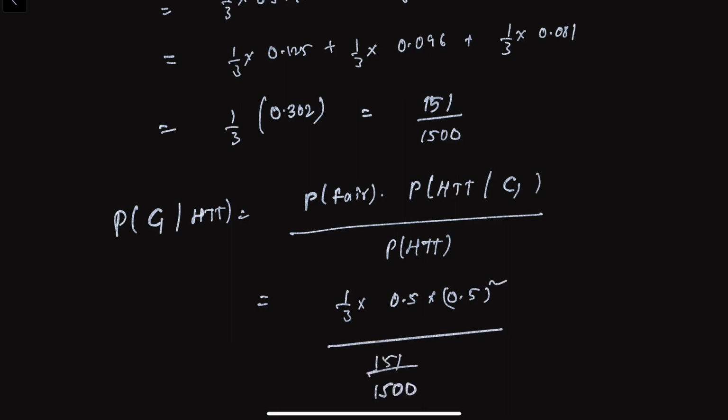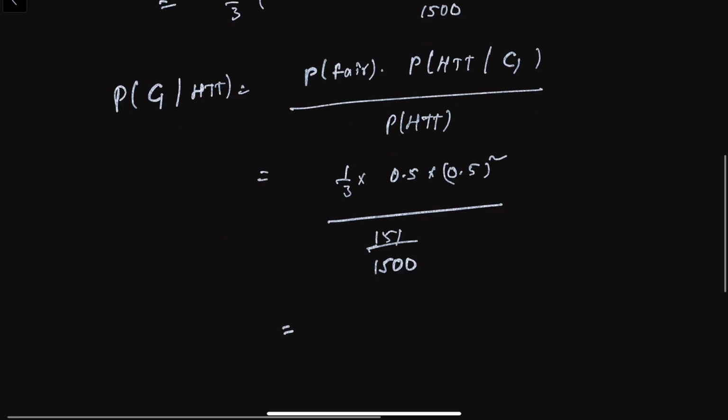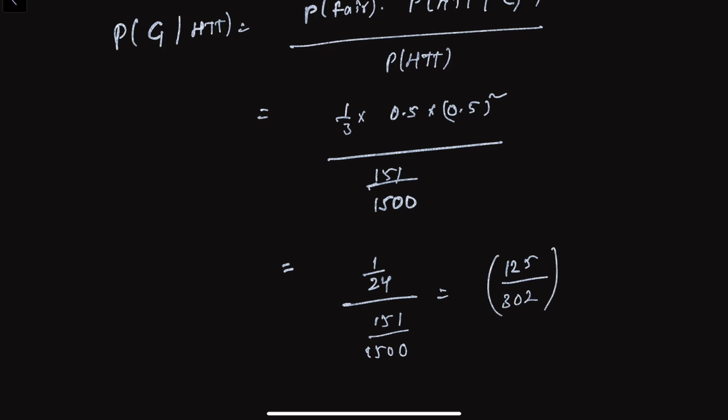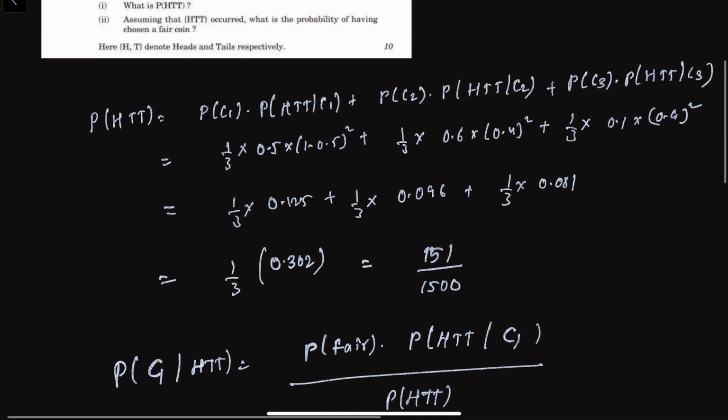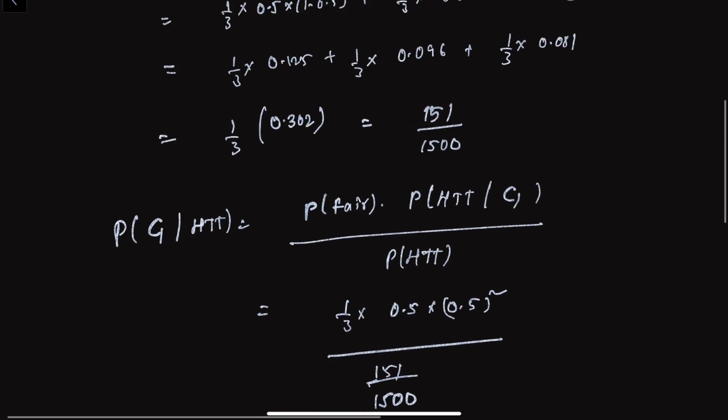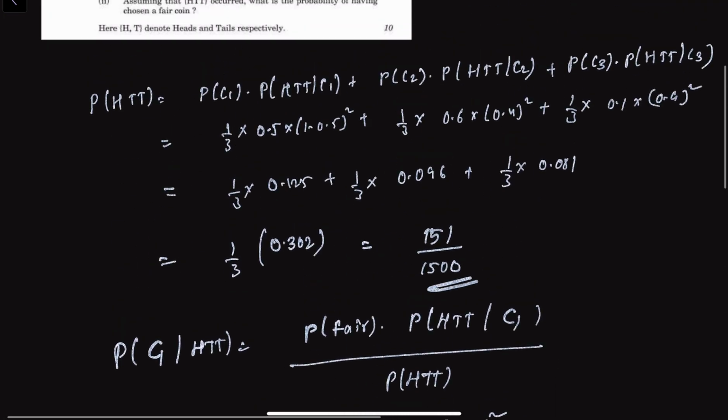151 by 1500. So if we simplify, this would just be 1 by 24, because 0.125 is 1 by 8 into 1 by 3. 1 by 24 divided by 151 by 1500 is 125 by 302. So this would be the probability of having chosen a fair coin given that head, tail, tail occurred. So by using Bayes rule, we get this probability as 125 by 302. And probability of head, tail, tail by using total probability theorem, we are getting it as 151 by 1500. So that's it for this video. We'll meet in the next video.